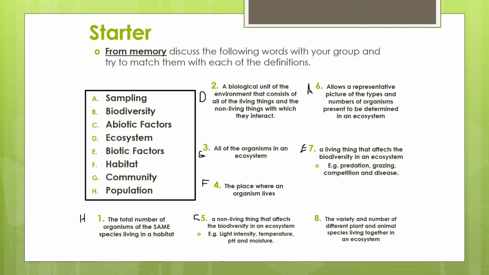And lastly, the variety and number of different plants and animal species living together in an ecosystem would be B, which is biodiversity. So well done if you managed to get all of them correct. If you didn't and you struggle to get the answers, remember you can go back and watch the last video of the part that you were struggling with as many times as you want.